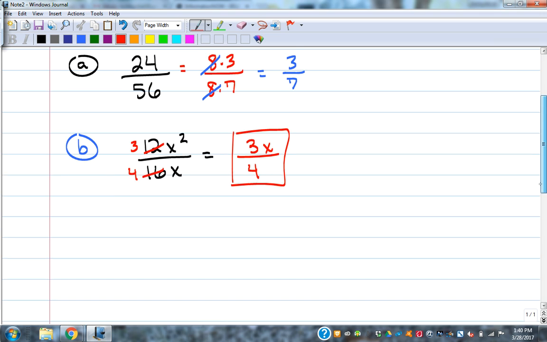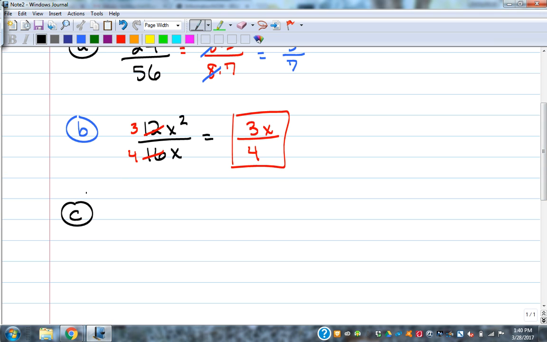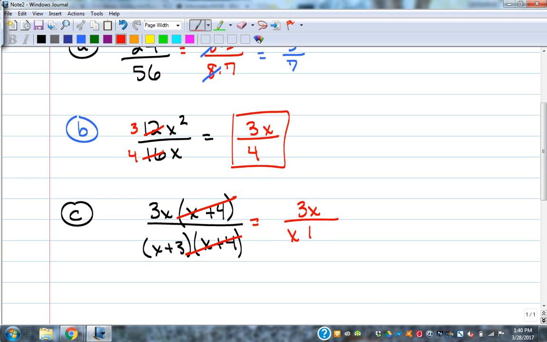Where it gets a little bit more interesting is when we start building into the polynomial idea, and we'll start with one that's already factored for us. Maybe we got 3x and then x plus 4 over x plus 3, x plus 4. So here we have factors on the top of 3x and x plus 4, and the factors on the bottom are x plus 3 and x plus 4. Which factor is going to cancel? Yeah, this x plus 4 on the top cancels x plus 4 on the bottom. And you're left with 3x over x plus 3.